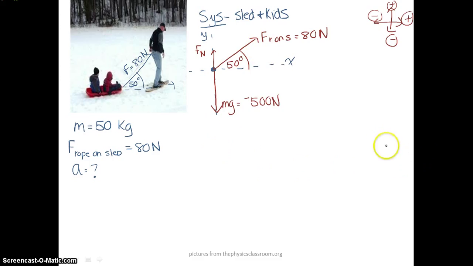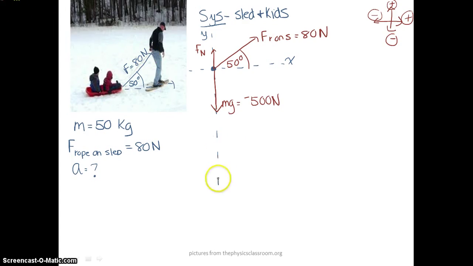Okay, now when I think about what I want to do next, I really want to resolve this force of rope on sled so that I can draw a new and improved force diagram. So let me start again with an x and y axis here. I'm simply redrawing the x and y axis so that I can draw a new and improved force diagram where this vector at an angle is resolved and everything that I have will exist on the x and y axis. The reason I want to do that is because I want to be able to apply Newton's second law in the y direction and then apply Newton's second law in the x direction. And I can't do that if I have these vectors at an angle.